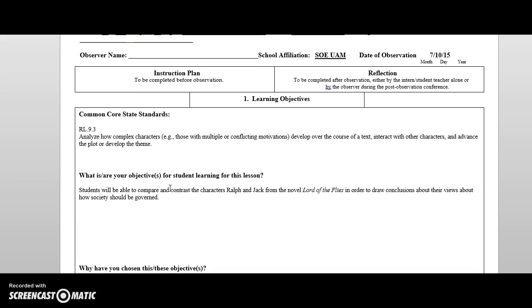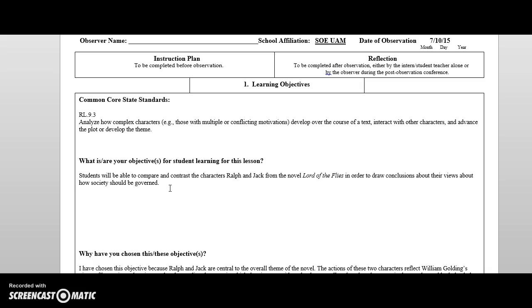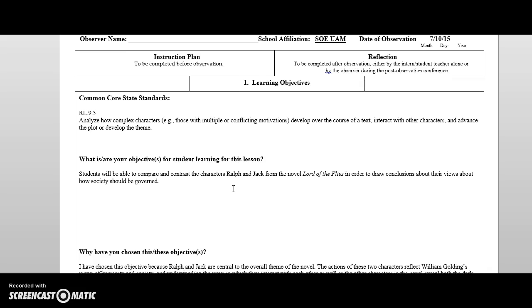What are your objectives for student learning for this lesson? Students will be able to compare and contrast the characters Ralph and Jack from the novel Lord of the Flies in order to draw conclusions about their views about how society should be governed.